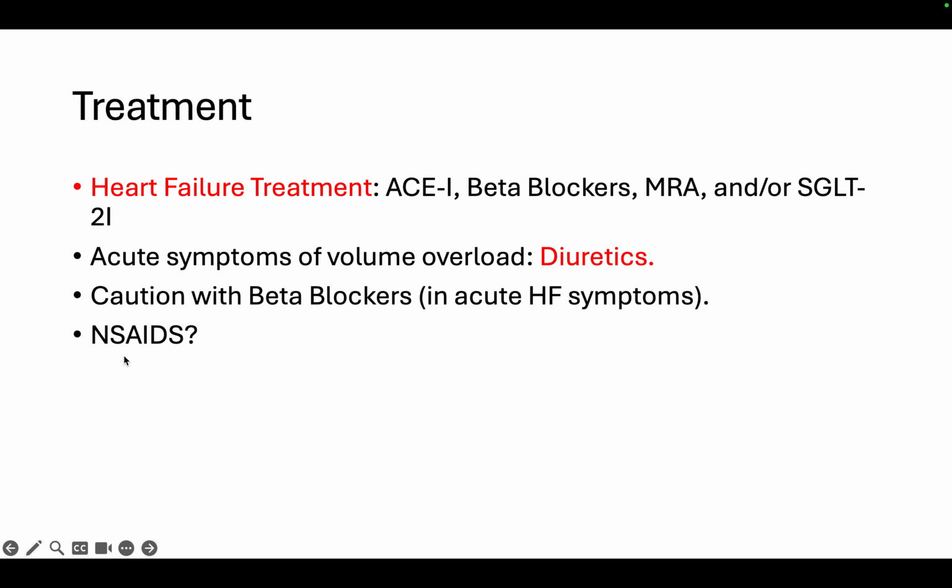NSAIDs, what if they have chest pain with this? What is their mode of action? They decrease and block prostaglandins, right? But they also cause sodium retention. What does sodium retention do? Increases water retention. Do we want to increase sodium and water retention in someone who has acute symptoms of volume overload? Probably not. So I would not give them an NSAID, and I would be careful with beta blockers. If anything, I think what you're going to see in your answer choices is the diuretic.